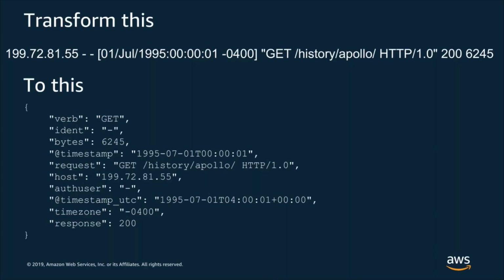So in this case, we have a verb, which is GET. We have the bytes out, which is 6245. We have a timestamp, a request, host, et cetera, et cetera. How you structure this JSON is going to control how you're able to search and analyze your data in Elasticsearch. So this is an important step. If I want to be able to search for the verb in an HTTP request, then I need to split that out and make that its own field.